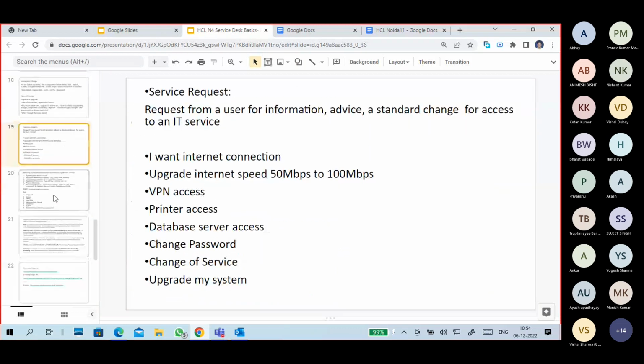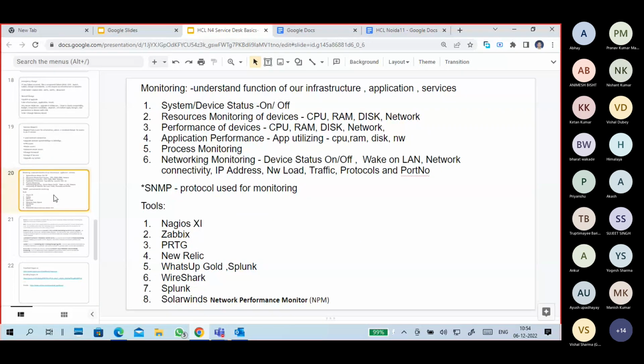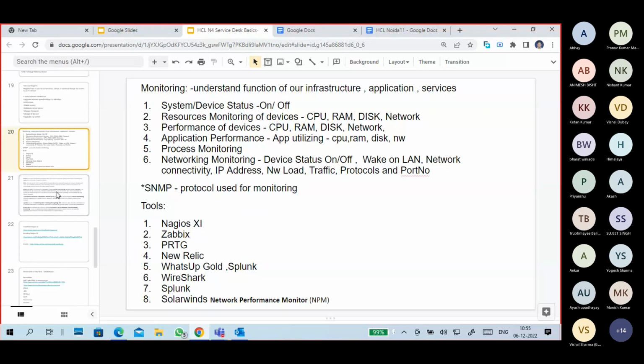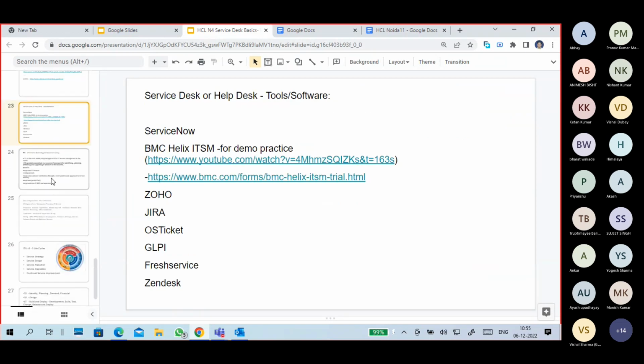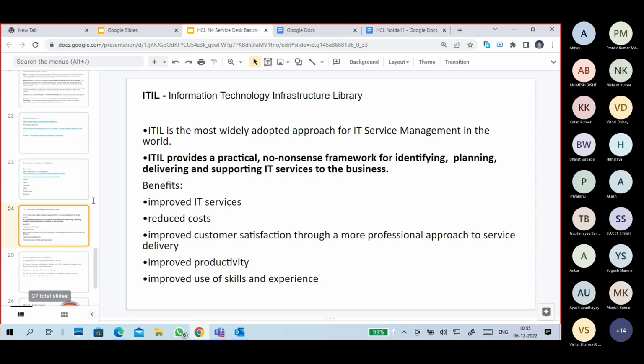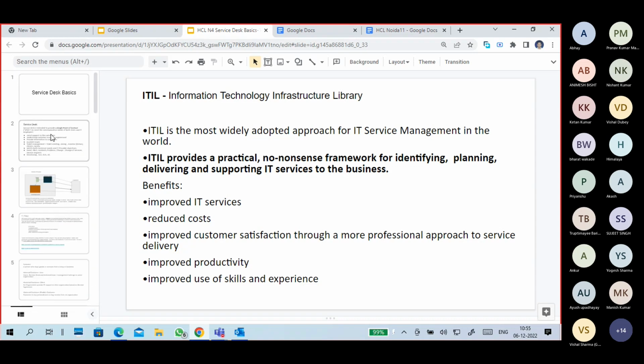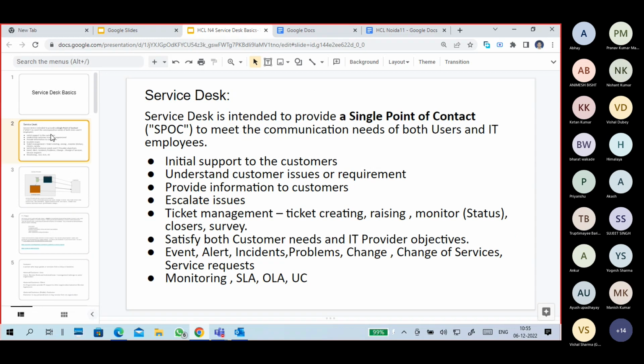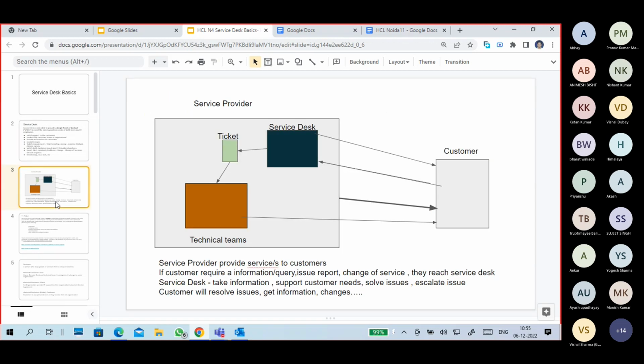Not a deep explanation of what it is, but small things about the meaning of monitoring, different monitoring tools, and what those monitoring tools are used for. And if possible, I'll give you a small introduction to ITIL. There are service desk tools also. It's actually a good picture, so we can directly take this one as a picture and add it.